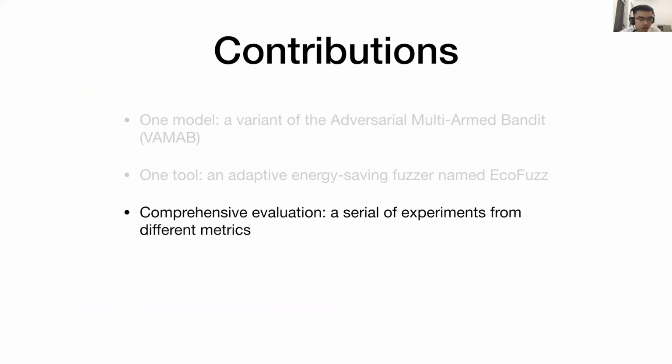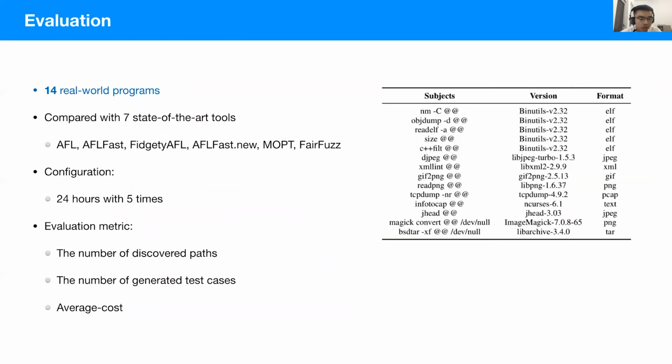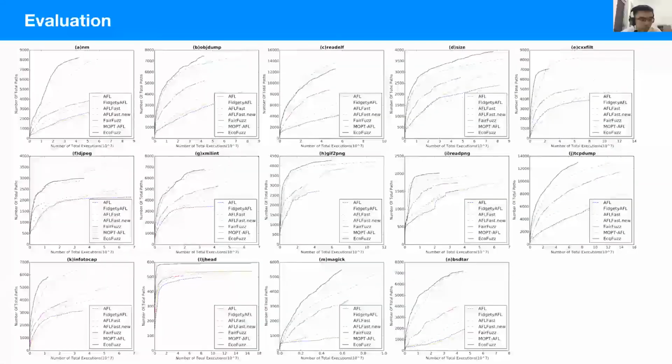Finally, we introduce our evaluation. We evaluate EcoFuzz on 14 programs and compare it with 7 tools, each case for 24 hours and repeated 5 times. The evaluation metrics include path coverage, number of test cases, and average cost. The black line stands for EcoFuzz. From this picture, EcoFuzz performs best on most programs with the highest path coverage in the least executions.